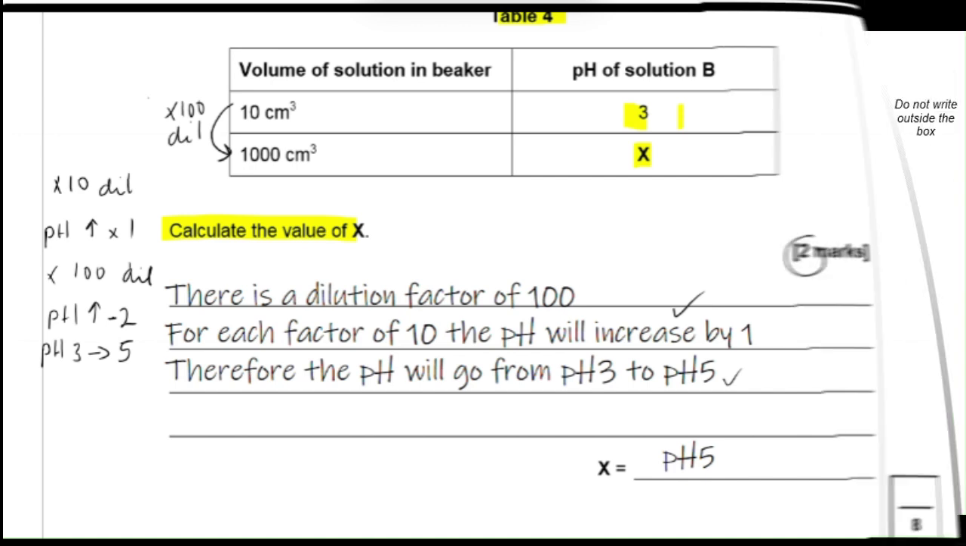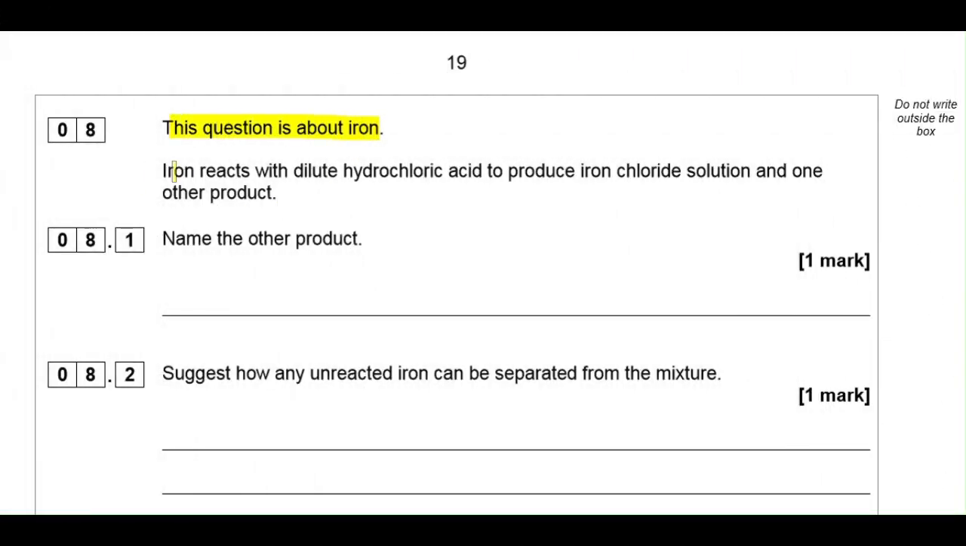Question 8. This question is about iron. Iron reacts with dilute hydrochloric acid to produce iron chloride solution and one other product. 8.1. Name the other product for 1 mark. Okay, we know a metal and acid produce a salt plus hydrogen. So to get 1 mark for this question, we must write hydrogen in the space provided.